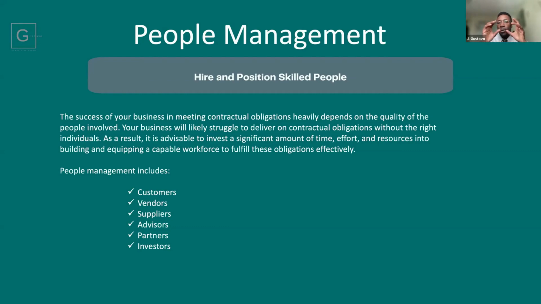When you take a look at what is involved in the people management process, these are all the people that fall under that: your customers, the vendors, the suppliers, your advisors, the partners, and investors. When you think of people management, it's not necessarily just those that you're hiring or who make up your workforce, but every single person that is involved in the process. You have to learn to manage people, from customers, vendors, suppliers, advisors, and so on and so forth.